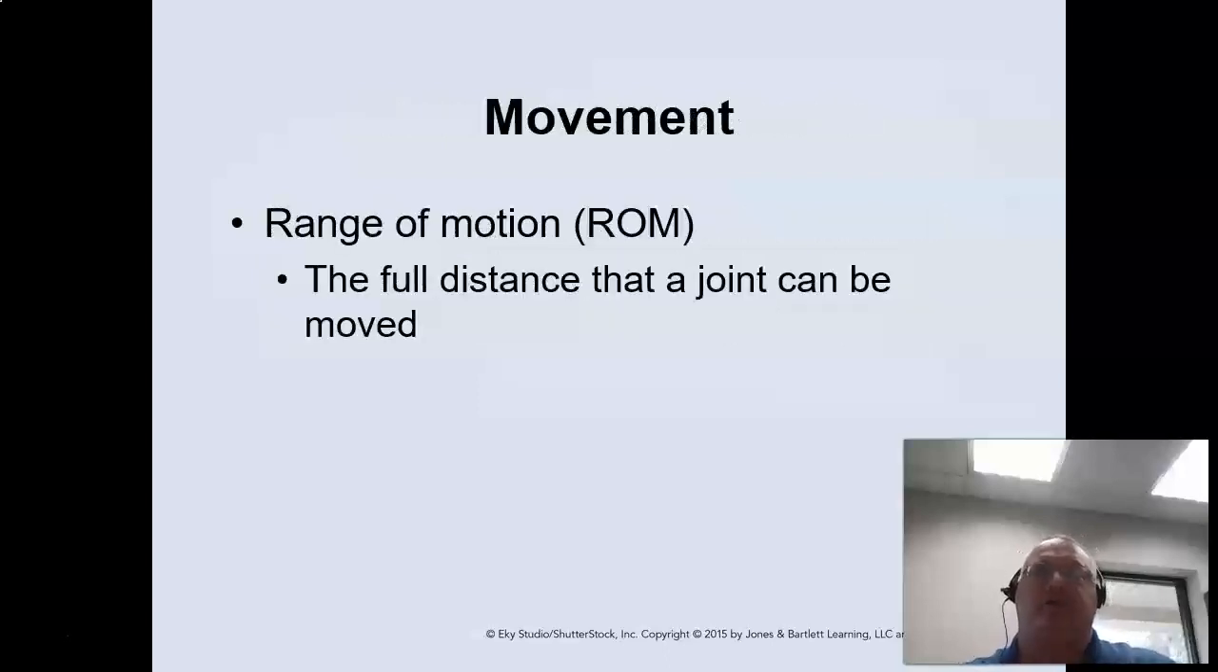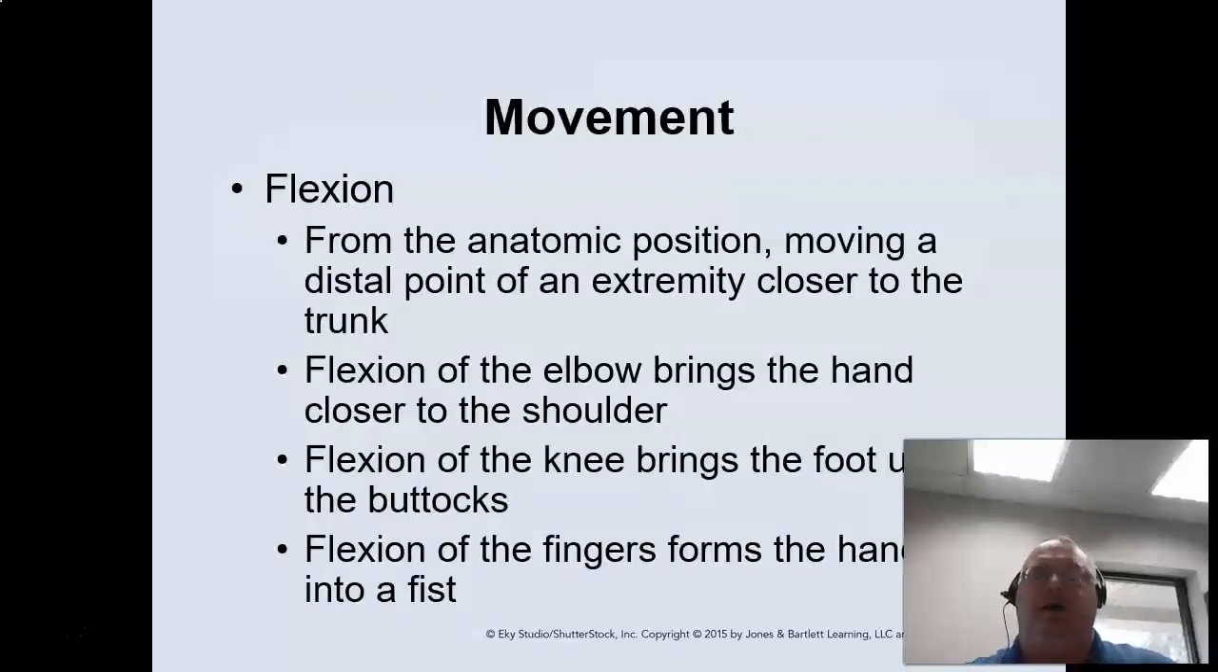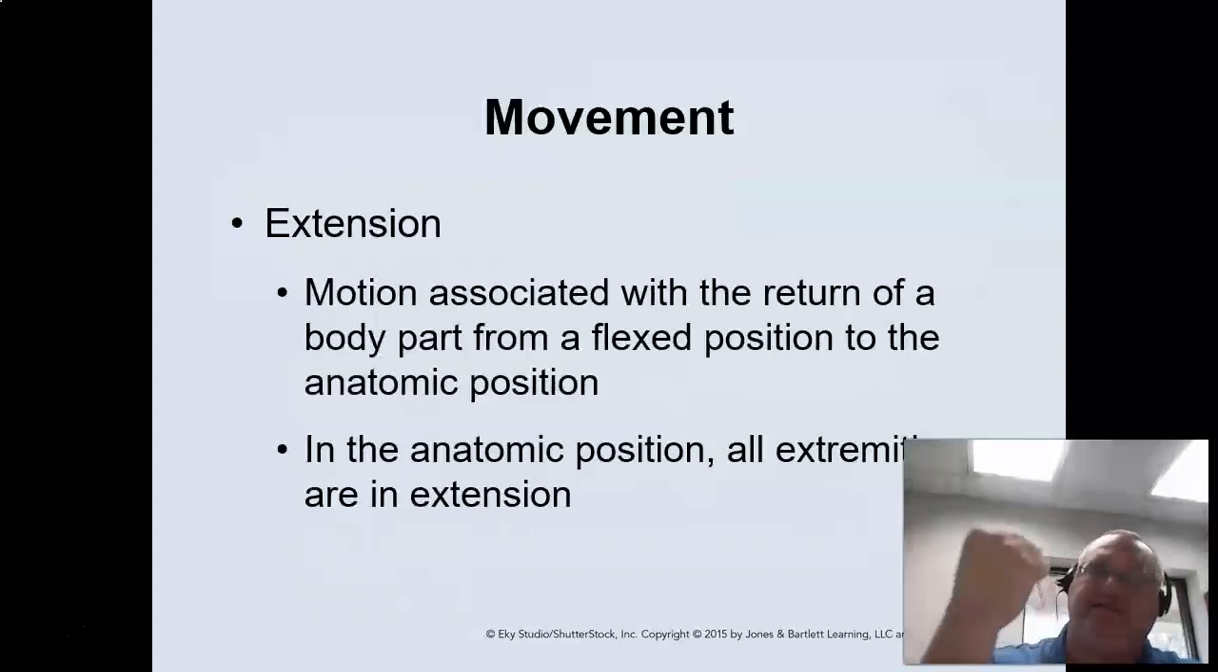Movement: again, we're going to talk about range of motion and the full distance that a joint can be moved. There are different types of movement. Your flexion, and again, extension. Bringing the elbow up would be an example of flexion. Extension is the exact opposite of flexion.